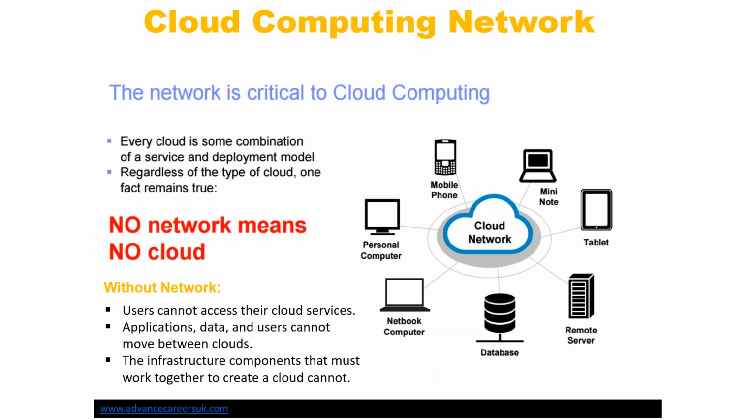Okay, so what does the cloud computing network look like? The network is critical to cloud computing, 100% critical, because the network determines speed, and with cloud you can get speed. Now every internet device, or let me say at least 90% of internet devices today, are connected to the cloud. Your mobile phone, your mini note, your tablet, your remote server, your data server, your netbooks, your personal computer.